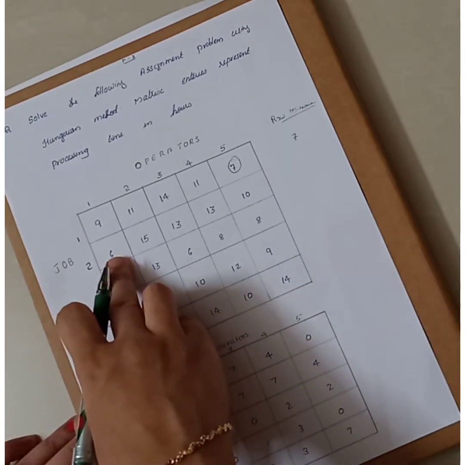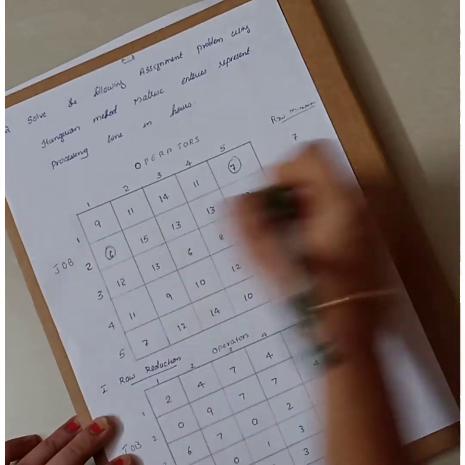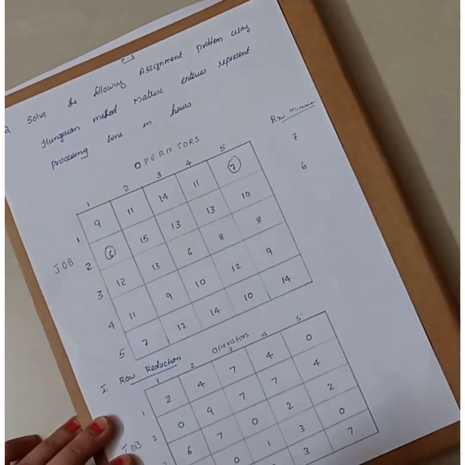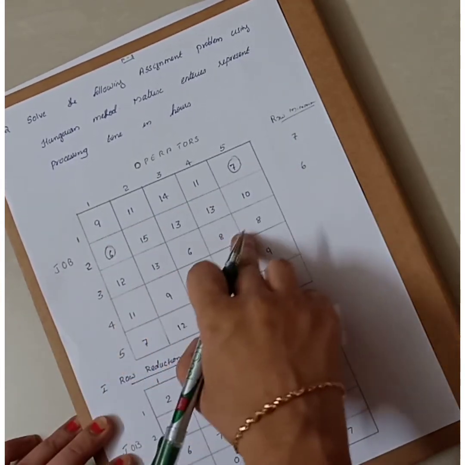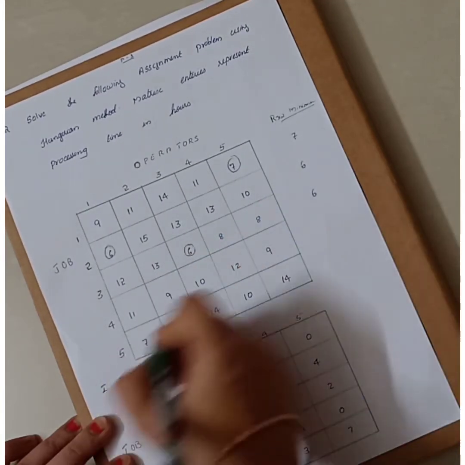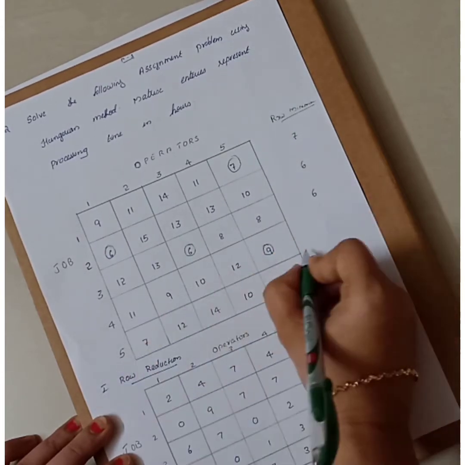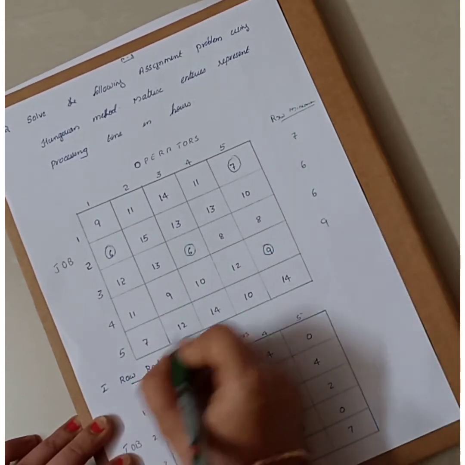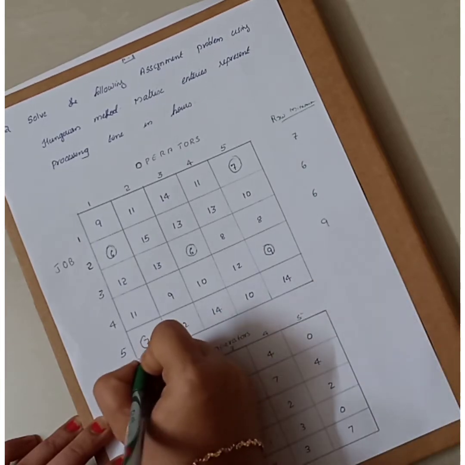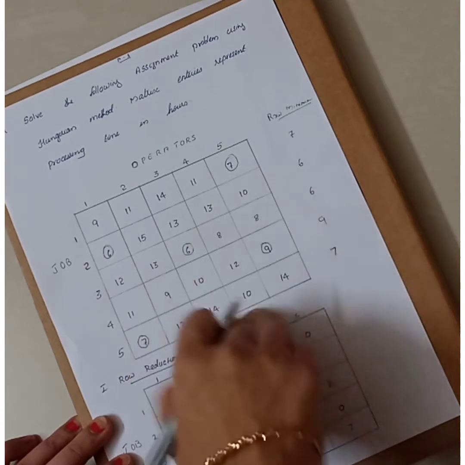Then you have the second row: 6, 15, 13, 13, 10. So 6 is the minimum value, and the second row minimum is 6. Next, 12, 13, 6, 8, 8. Here it is 6, so for the third row the minimum value is 6. For the fourth row the minimum value will be 9. You have two 9s here, but 9 is the smallest value. Then 7, 12, 14, 10, 14. Here 7 is the smallest value. So for each row you have found the minimum value.